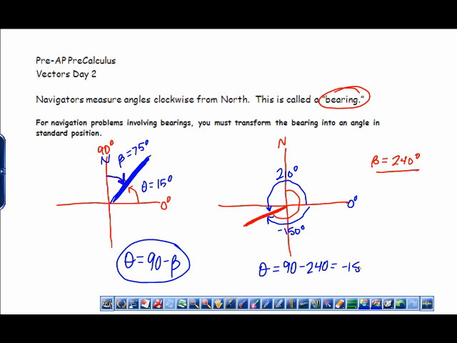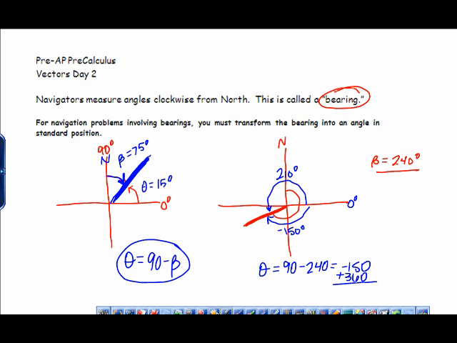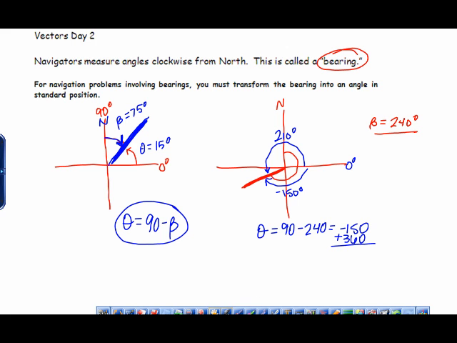So we get negative 150, you would add 360, and you would get 210 degrees. And this would be the theta that you use for the resultant vector. That's what you do each time. 90 minus the bearing. If it's negative, which it will be most of the time, you're just going to add 360 to get a coterminal angle, and then you get your theta, which is 210 degrees.